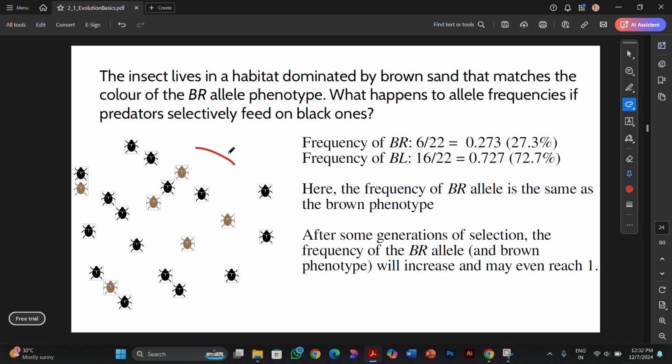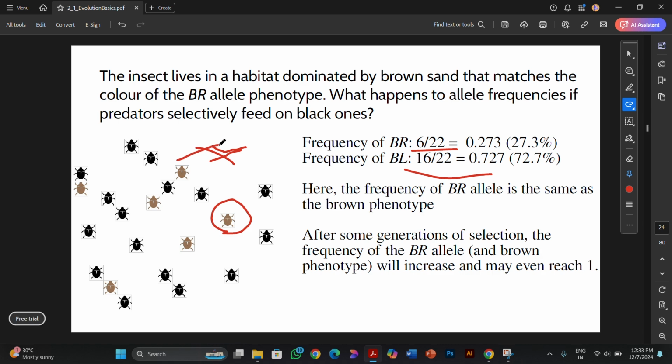So let's say the frequency of BR was previously like this and the frequency of BL is like this. Then through time, the frequency of the brown ones should increase because of both biotic and abiotic selection pressures. But if there is only abiotic, I mean if there is only background and no hunter, nothing would happen, if there is no fecundity difference. I will come later to fecundity.